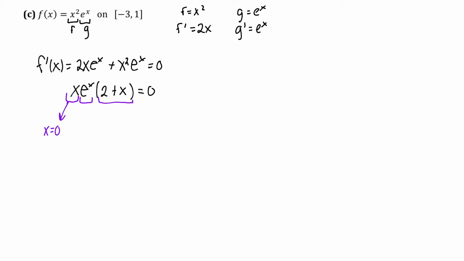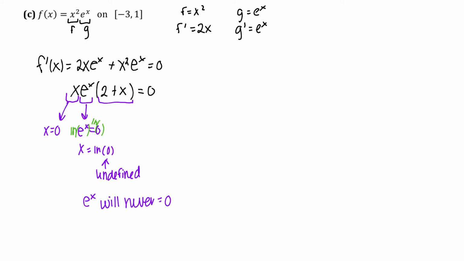So you'll have x equal to 0, e to the x equal to 0. Now, if e to the x is equal to 0, you would take the natural log of both sides. Technically, that's how you solve exponential equations. But then you'd get that x is equal to ln of 0, which is undefined. I've mentioned this before, but e to the x will never equal 0. So you don't get anything important out of that one. And then here we have x equal to -2.